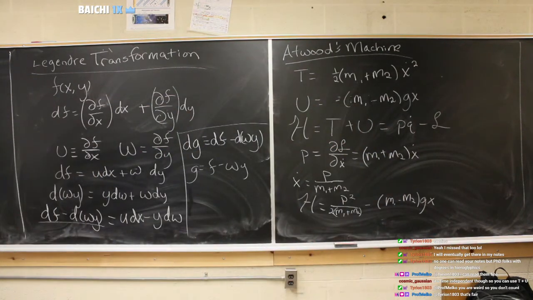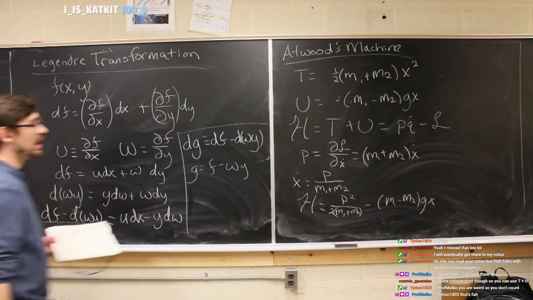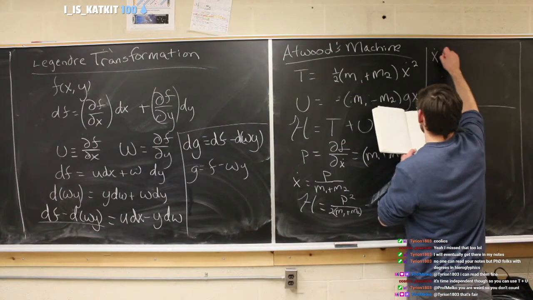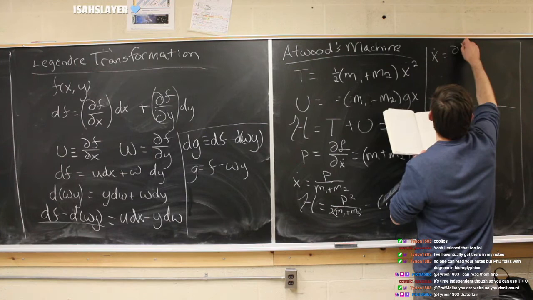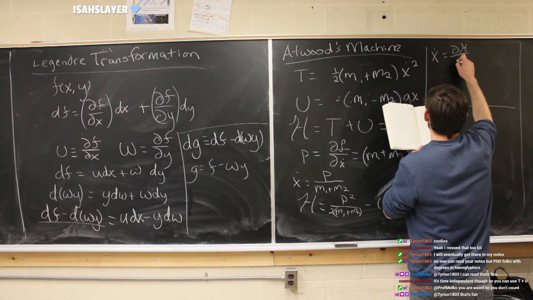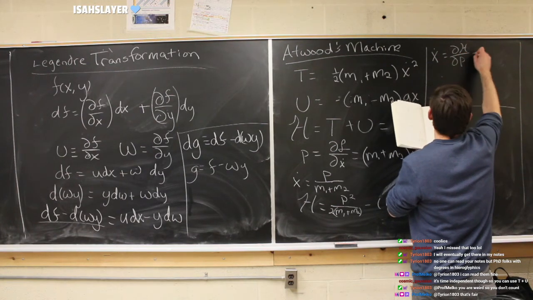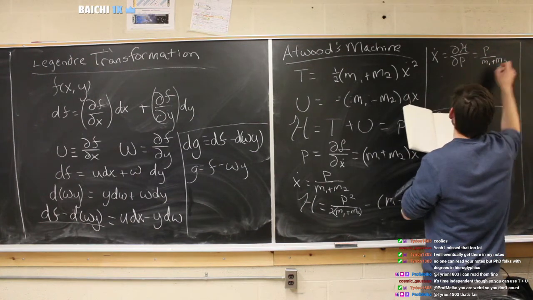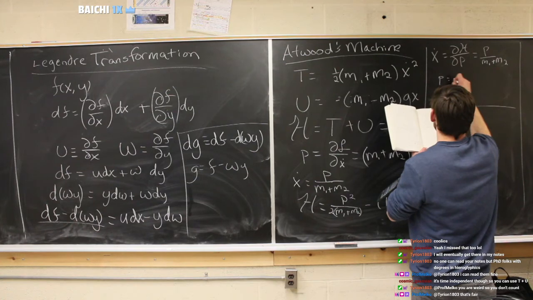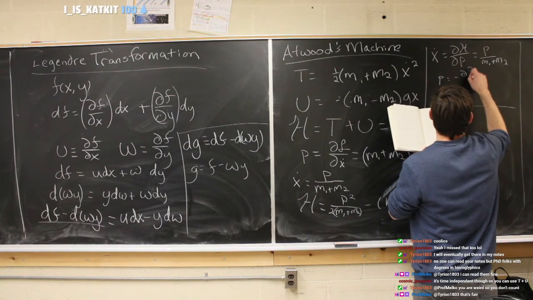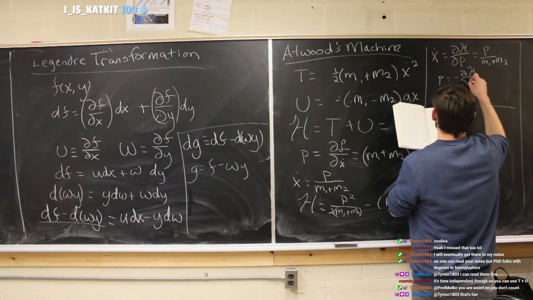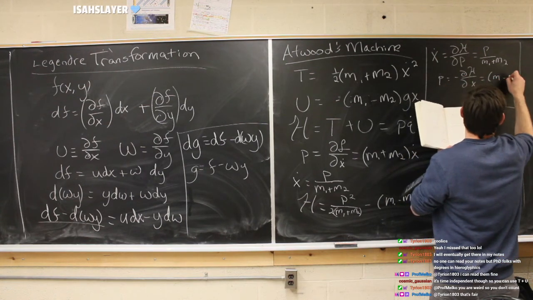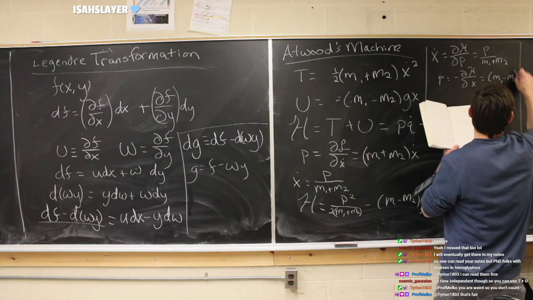And now the equations of motion are just given by following our little subset of rules. X dot is going to equal the derivative of the Hamiltonian with respect to p, and that's just p over m1 plus m2. P dot is going to be the negative derivative of the Hamiltonian with respect to x, and that's just going to be m1 minus m2 times g.